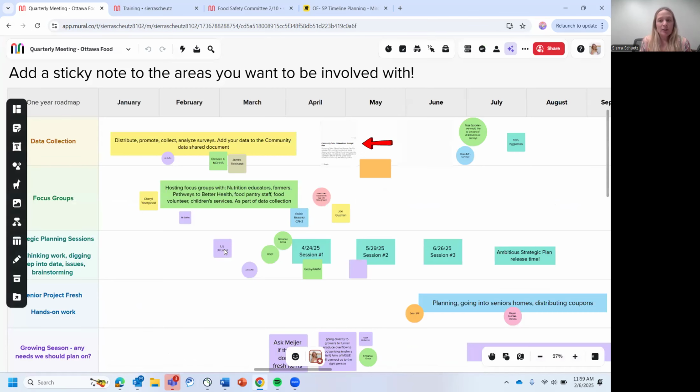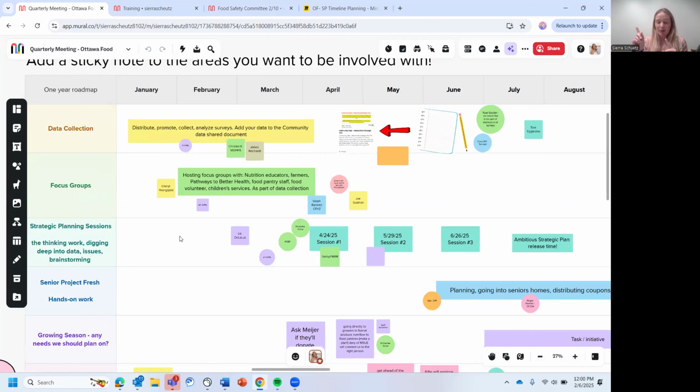All right, so next up, we have a couple of community surveys, which I'll talk about in a moment. But you'll see here in light green that in February and March, we're really heavy into leading focus groups. The purpose of these focus groups are, again, to collect as much data and hear from as many voices as possible about what the needs are in the county.